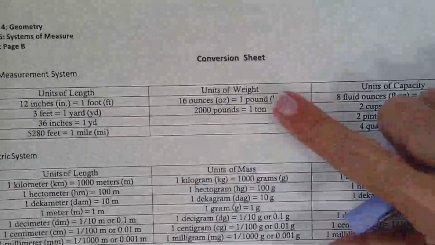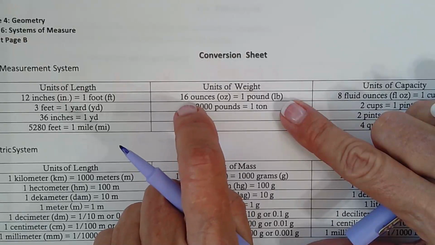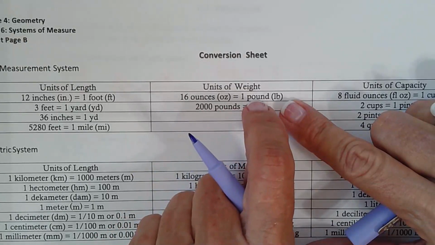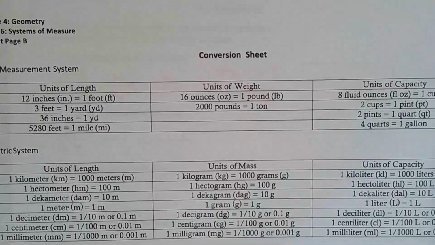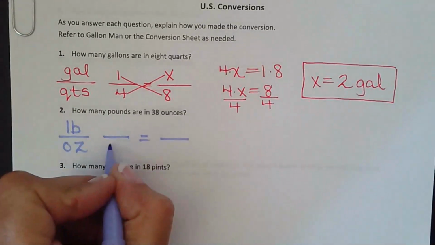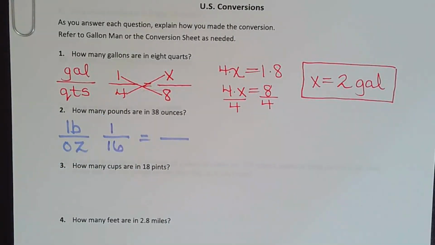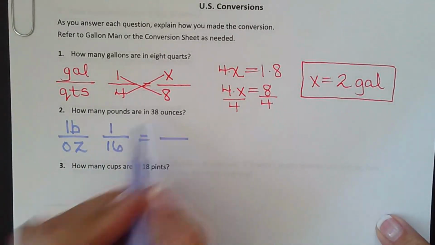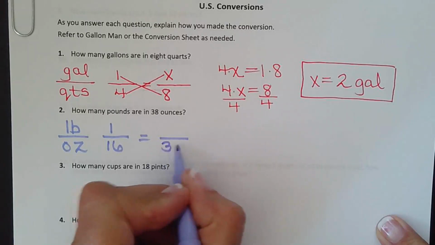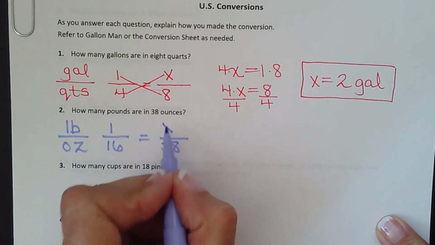Pounds and ounces are weight. So I see 16 ounces equals 1 pound. So I put 16 where ounces is and 1 where pound is. So 16 ounces equal 1 pound. Then I look at the problem to fill in the second part. So 38 ounces goes here, and it says how many pounds, so that means pounds is my x.